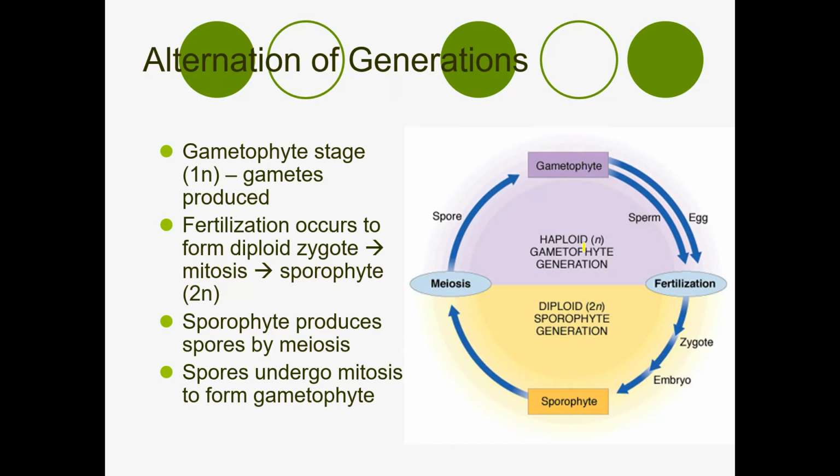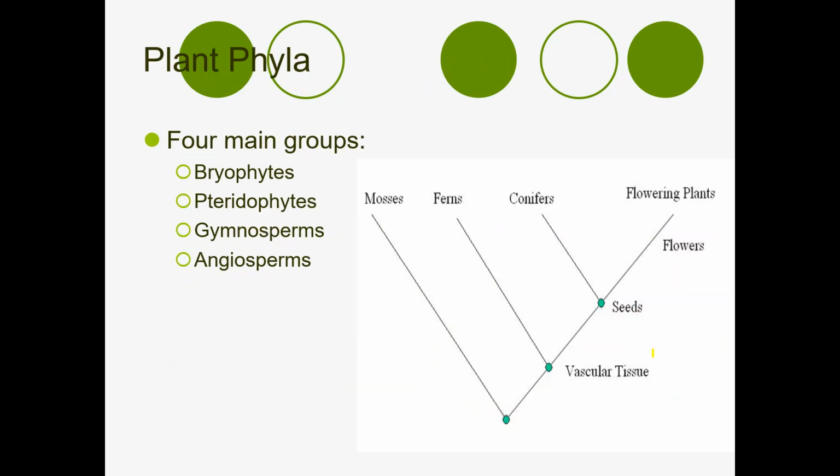So here's what you need to understand. Your haploid gametophyte produces haploid gametes. Your gametes will fuse to form the zygote, which is diploid. The diploid zygote will become the diploid sporophyte. And like I said, for most plants, this is what you're looking at when you see the plant. The sporophyte will go through meiosis to produce the spores, and then the spores will divide to form the gametophyte, and the cycle continues.